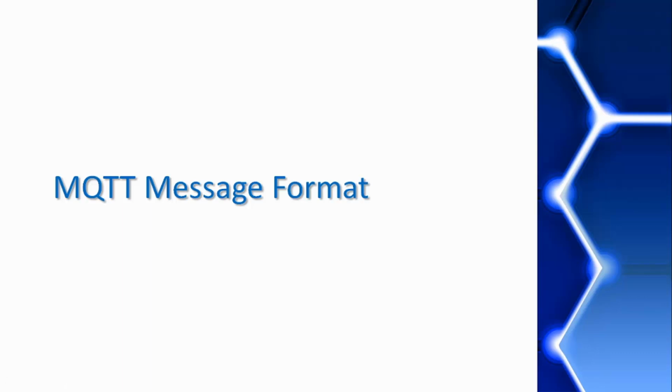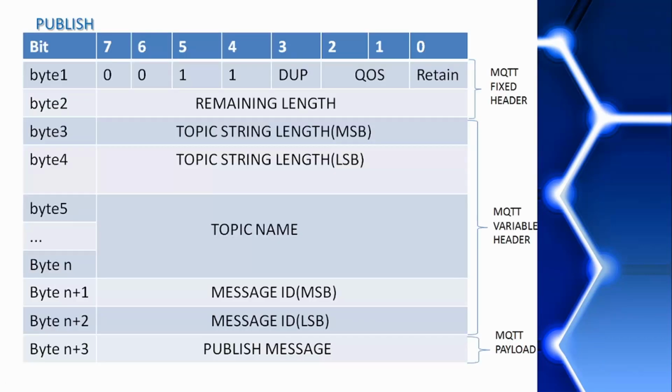Today I am taking the example of publish message format, and we will also understand the different levels of MQTT quality of service. Now let's get started. This is the message format of the publish command of MQTT.